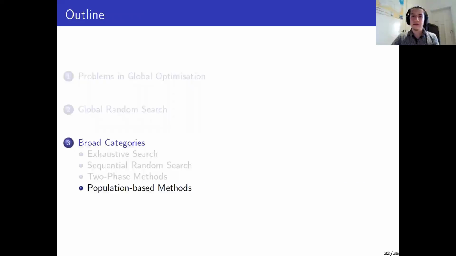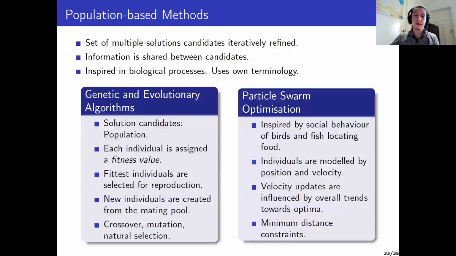And lastly, we introduce population-based methods. In these methods, we have a set of multiple solution candidates that are iteratively refined, and the information is shared between these candidates. These population-based methods are usually inspired by biological processes, so they use their own terminology. So instead of talking about feasible sets and objective functions, they use terms like population and fitness and natural selection. So I'll present now some examples of these methods.